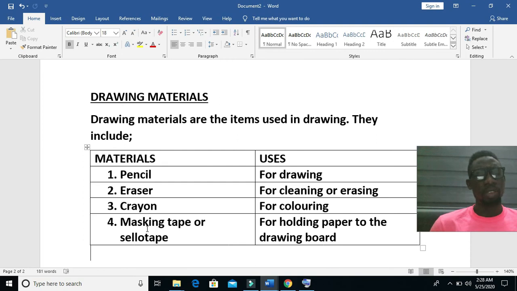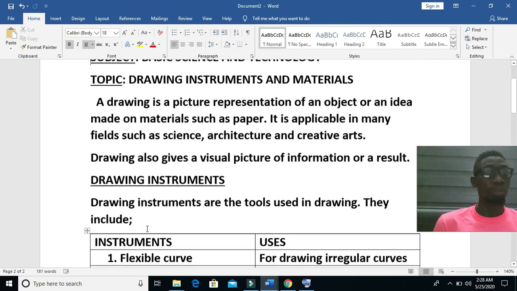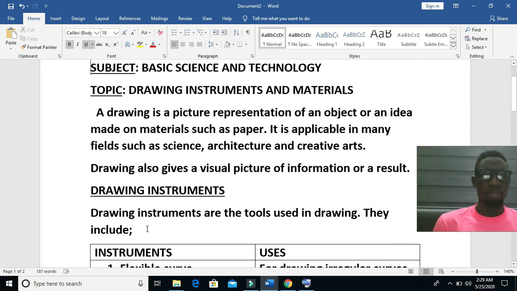These are the drawing materials we're going to be looking at today. It's a very short topic, and I expect you to understand it. You can play this video back several times to catch up with any point. Let me quickly do a recap of what we have learned so far. We are talking about drawing instruments and materials. Drawing, of course, we have defined as a picture representation of an object or an idea made on materials such as paper, and we have looked at the fields where drawing is applicable, and we also said drawing can be used to give a visual picture of information. It can be used to communicate as well.